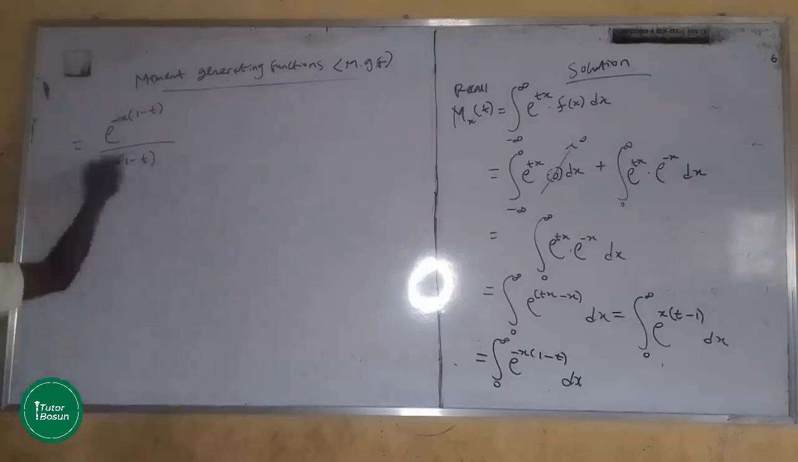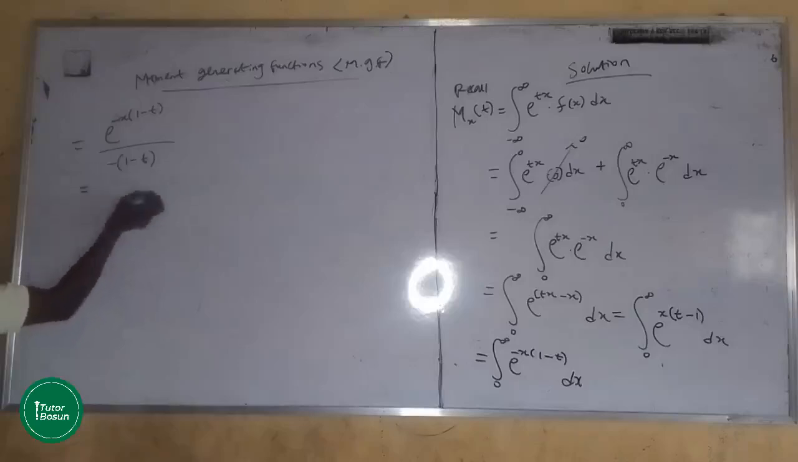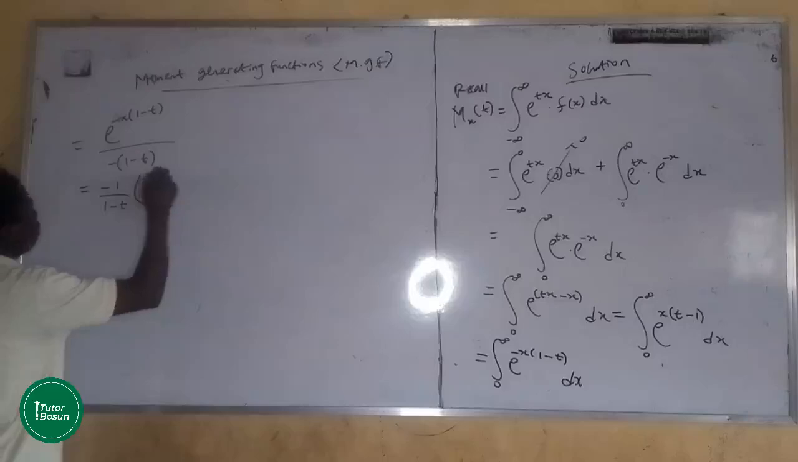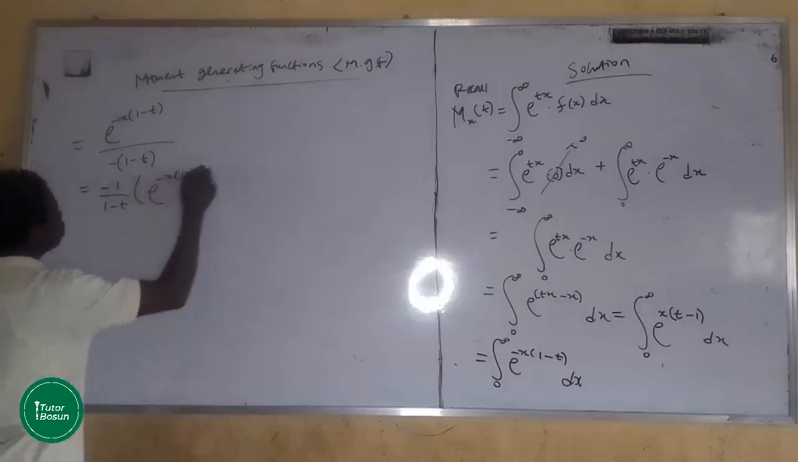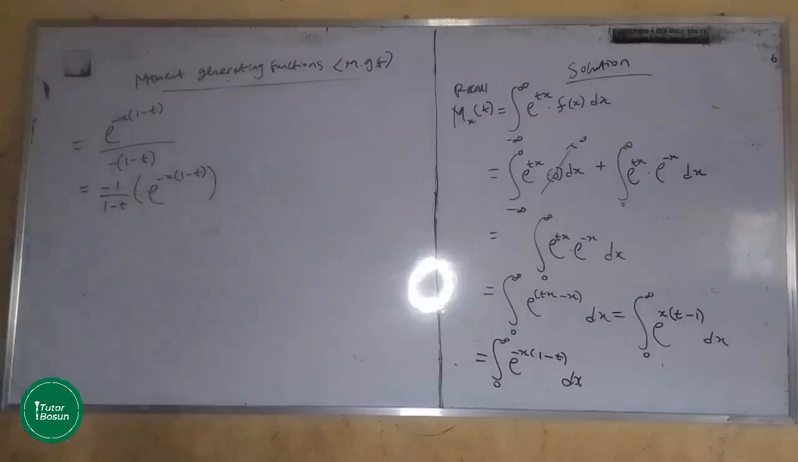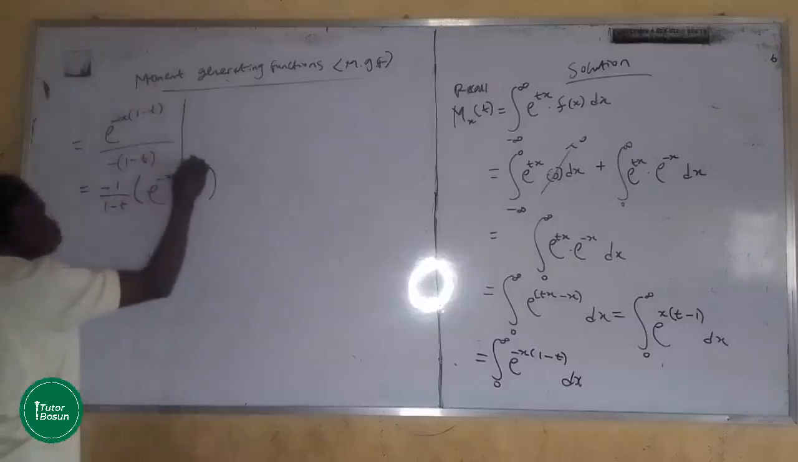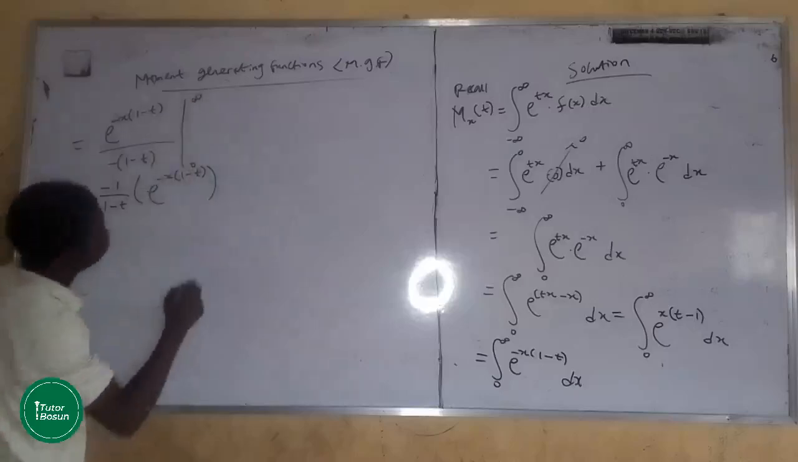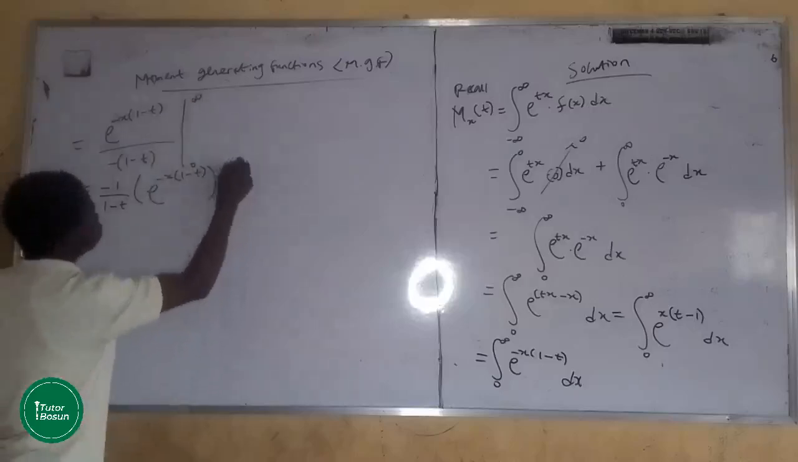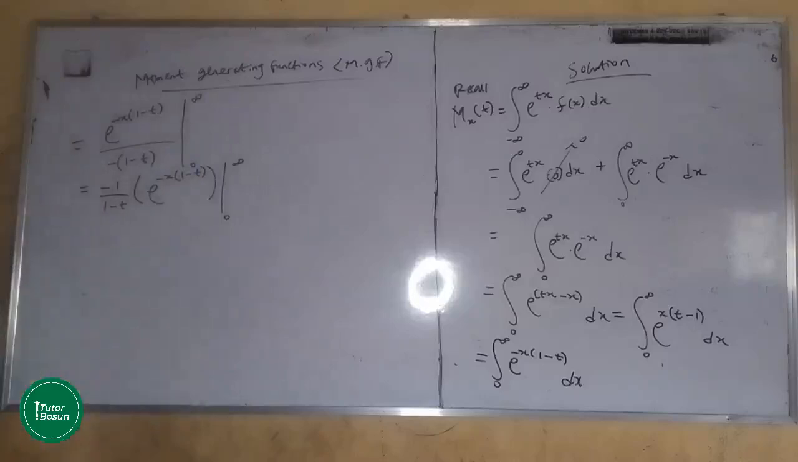So we can decide to rearrange this. This is 1 minus 1 over 1 minus t, minus 1 over 1 minus t into exponential minus x into 1 minus t. Our boundary condition, don't forget, is from 0 to infinity. So now let's introduce our boundary conditions.